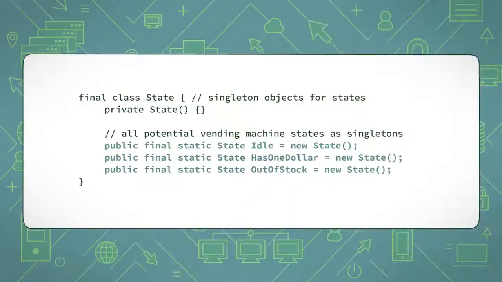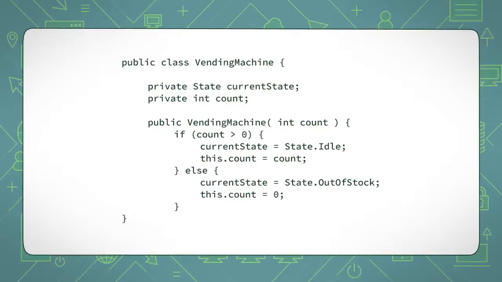Let's take a look at one way we can represent this in Java. First, we'll make some singleton state objects. We define our three states as new state objects. State.idle would denote the idle state, State.has$1 would denote the machine having $1, and State.outOfStock would denote the machine is out of stock. Our vending machine class would look like this in part. Current state refers to a specific state object, whichever denotes the current state of the vending machine. When the machine is instantiated with a stock count greater than 0, the current state is set to State.idle. If the stock count is not greater than 0, the current state is set to State.outOfStock.